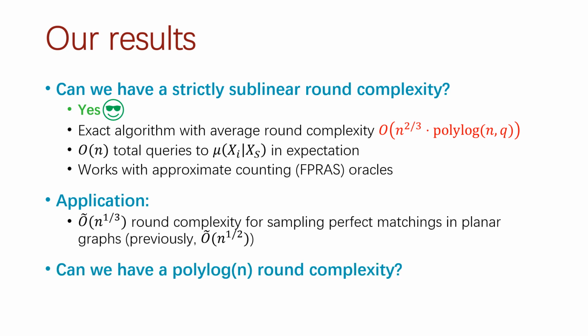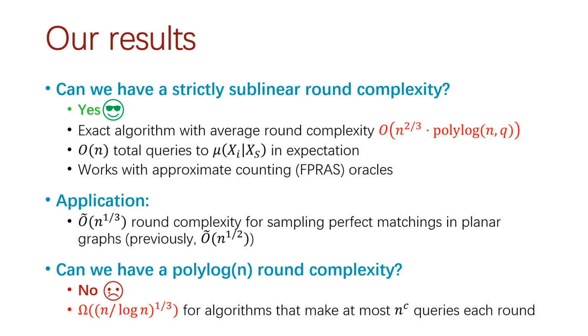A more ambitious question to ask is then, can we sample with polylogarithmic in n round complexity with counting oracles? Unfortunately, the answer is no. We complement our positive result with an n to the 1/3 lower bound for algorithms that can only make a polynomial number of queries. This eliminates the possibility that our algorithm can be improved significantly.